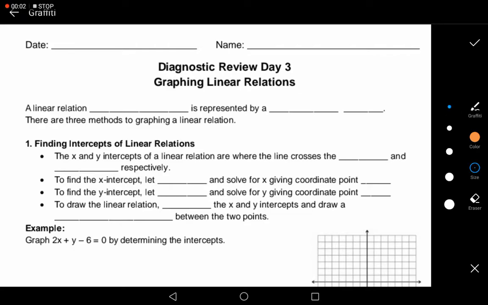Okay, this is lesson 5 of our review on graphing linear relations. So we're going to start by just defining what a linear relation actually is. A linear relation is an equation that is represented by a straight line.